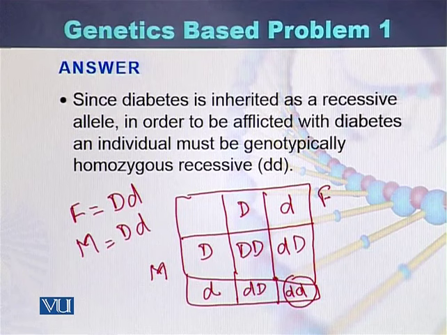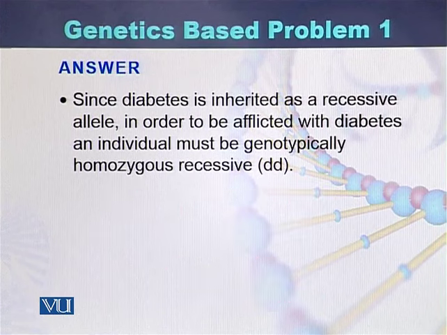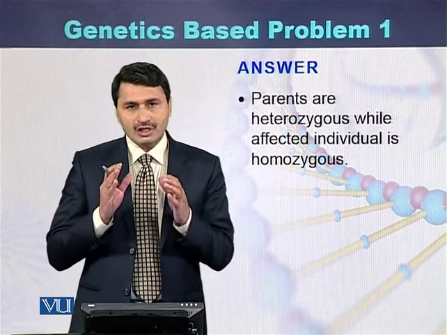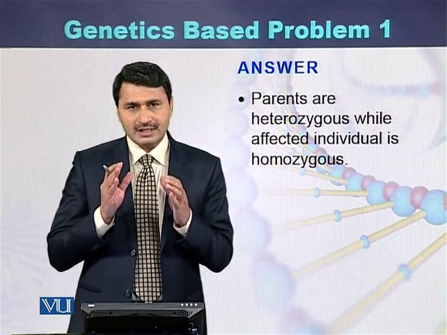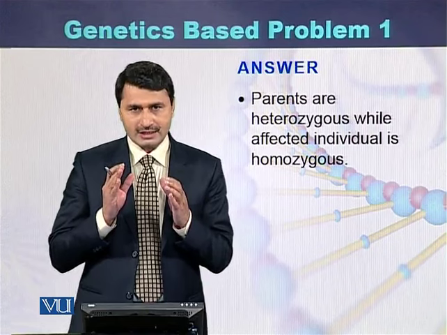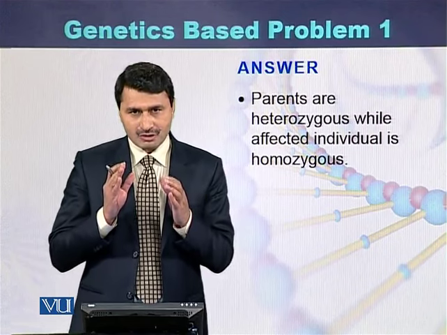So when both the parents are heterozygous, they would have a child who would be homozygous recessive, and the homozygous recessive child would be diabetic. So genotypically homozygous recessive would be diabetic. So we can conclude that both the parents would be heterozygous and the child would be homozygous. Then there is a possibility that the child would have the disease.